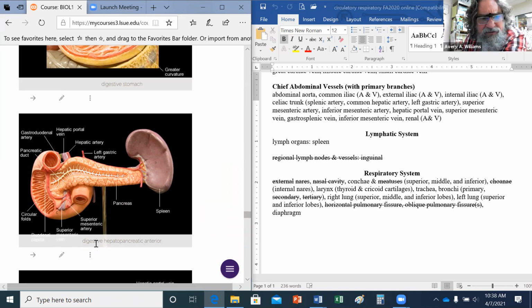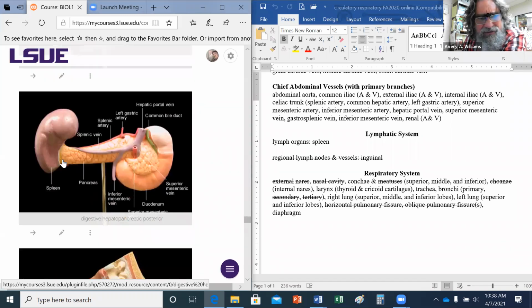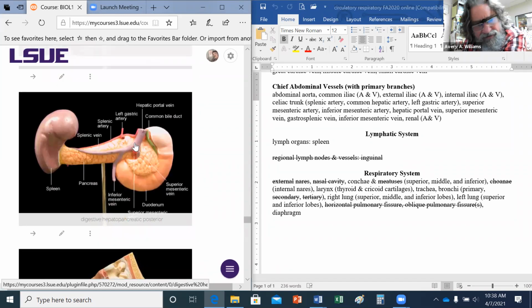This is looking at digestive, hepatopancreatic, anterior. So this is the small intestine. This is the pancreas. This is the spleen. You can see some blood vessels going on in there, but if you look at the back, I think it looks better. Here's the hepatic portal vein. This is what is going up to the liver. That's the hepatic portal, right there. And if you look, the hepatic portal is formed by all these vessels coming together.